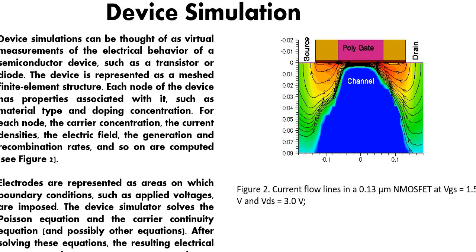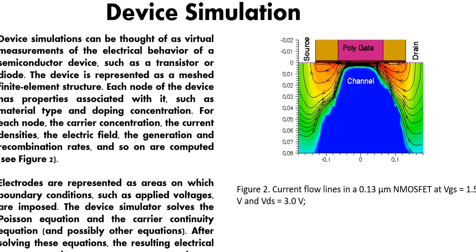The device represents a meshed finite element structure. Each node of the device has properties associated with it. Basically, Sentaurus TCAD has a trapezoidal mesh. So it is very easy to accurately calculate all the parameters of the device, for example, the carrier concentration, current densities, electric field, the generation and the recombination rate, and so on.